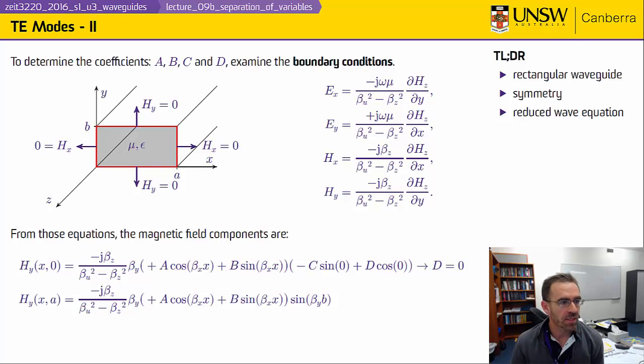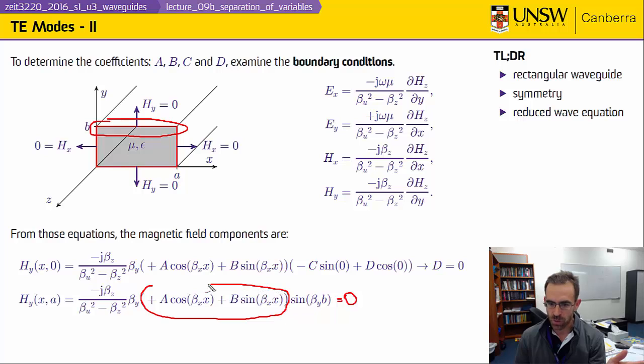Next, we can take a look at the fields at y equals b. And once again, h sub y must be equal to 0. At y equals b, this expression becomes as follows. We still have the x components here, which are unchanged. You'll notice that what I've circled here in red is exactly the same as the line above it. But now we have sine of beta y times b. Once again, the only way for this expression to be equal to 0 everywhere is if sine is equal to 0. And that will happen anytime that beta y times b is an integer multiple of pi.